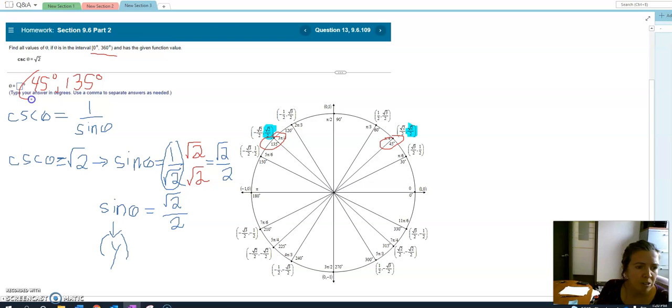So just to recap, a couple of stages to this problem. If you're given secant or cosecant, I would encourage you to change to the reciprocal function and just take the reciprocal of whatever value you have here. If you then have either sine or cosine, and if it happens to be one of the values that you see generated on the unit circle, like 1/2 or square root of 3 over 2, then you can just identify the angles that correspond to that value using the unit circle.